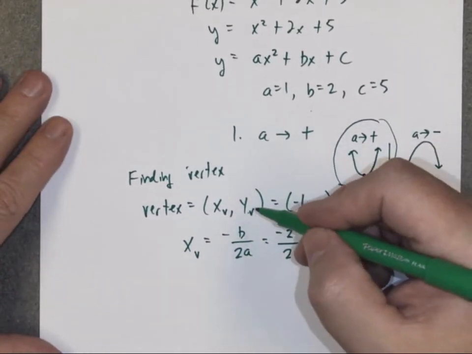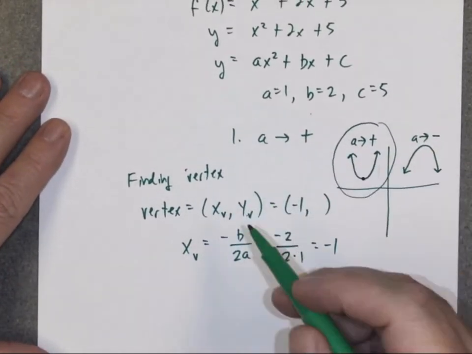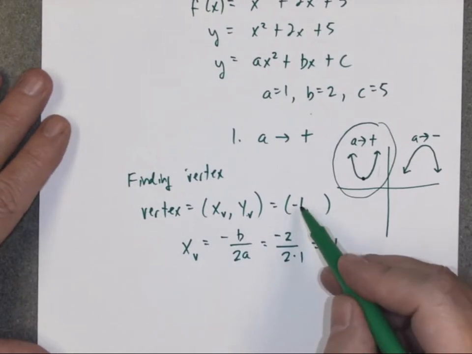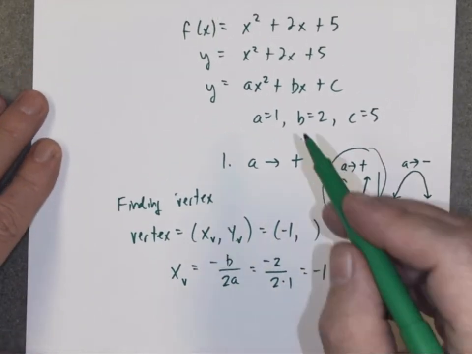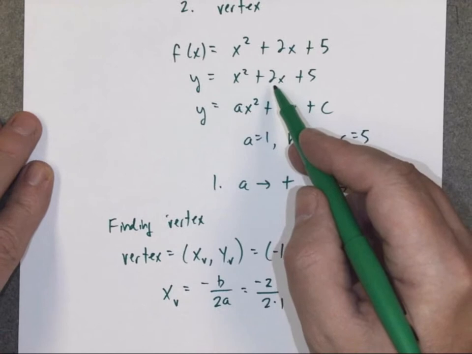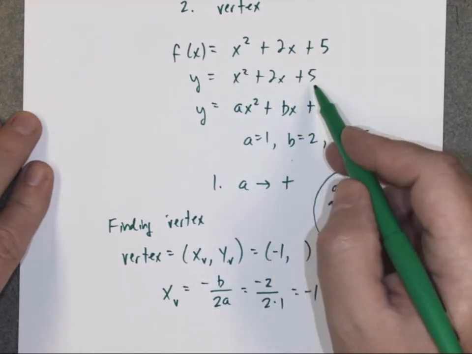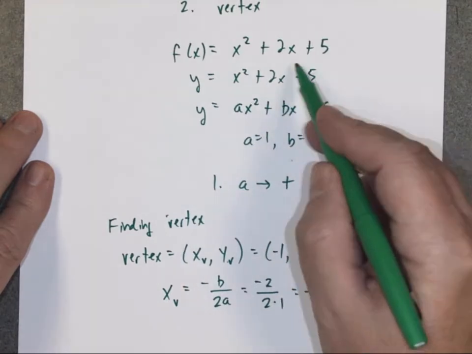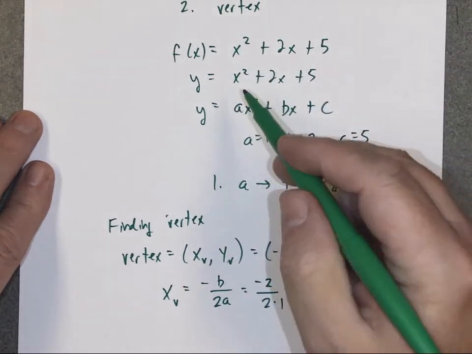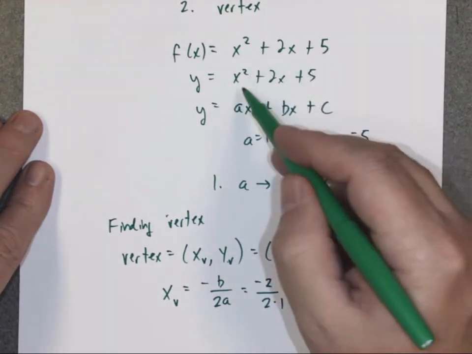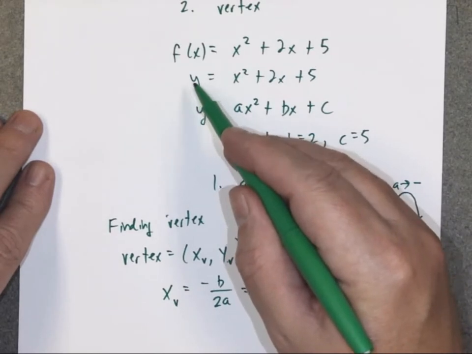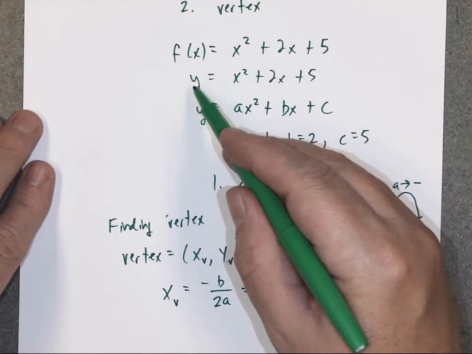What you do is, once we find the x of the vertex, you take that value of x. For our example, it's minus 1. And you take minus 1 and plug it back into the original equation. So I'm going to go back to my original quadratic equation or function. I'm going to plug in negative 1 for x, and I'm going to calculate y. The y that I get is actually going to be the y of the vertex.